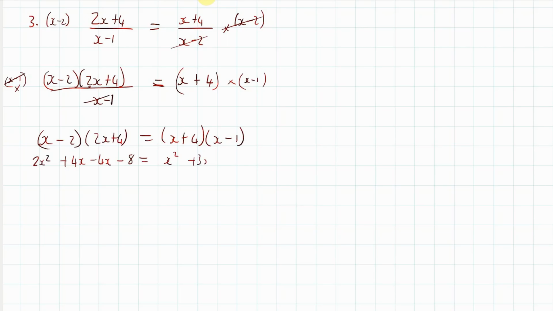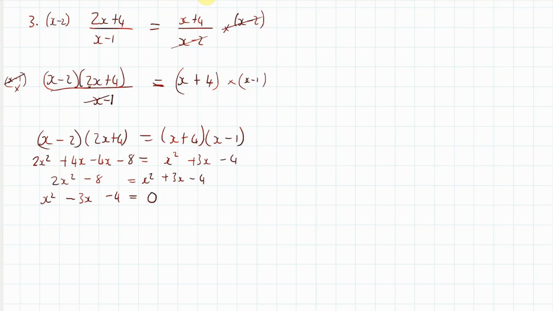Plus 3x minus 4. Now, next line, 2x squared minus 8, not 8x, minus 8 equals x squared plus 3x minus 4. Bring everything across to the left-hand side. So 2x take away x squared is x squared. Then that 3x will become a negative 3x when we move it across. And when we add 4, we will get minus 4 here, and we'll get is equal to 0.